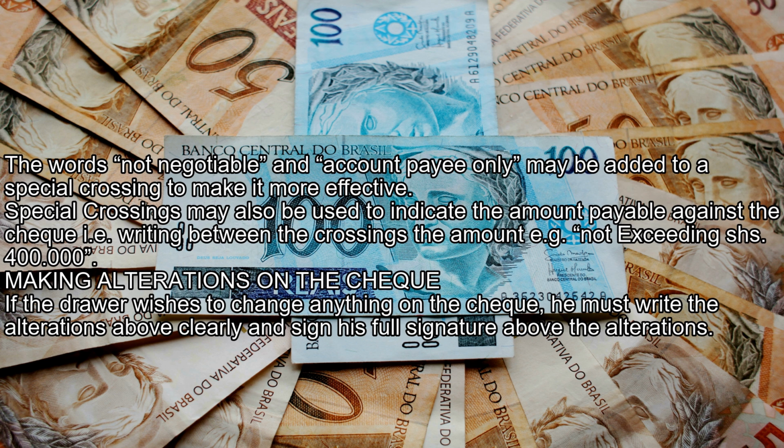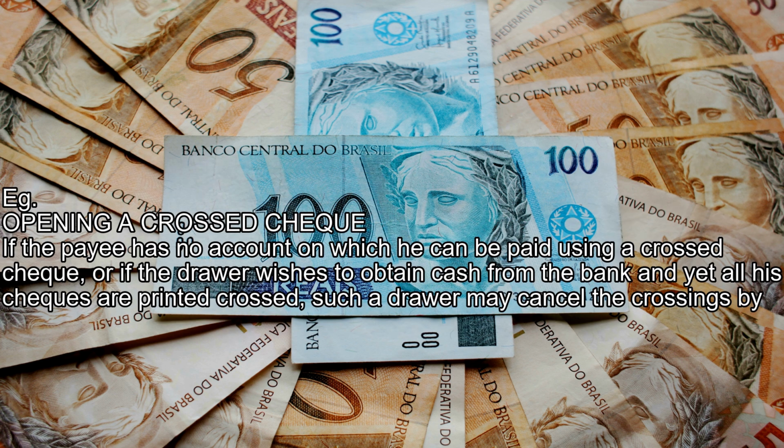Special crossings may also be used to indicate the amount payable against the check, i.e., writing between the crossings the amount, e.g., not exceeding SHS 400.0. Making alterations on the check. If the drawer wishes to change anything on the check, he must write the alterations clearly and sign his full signature above the alterations. For example, opening a crossed check.